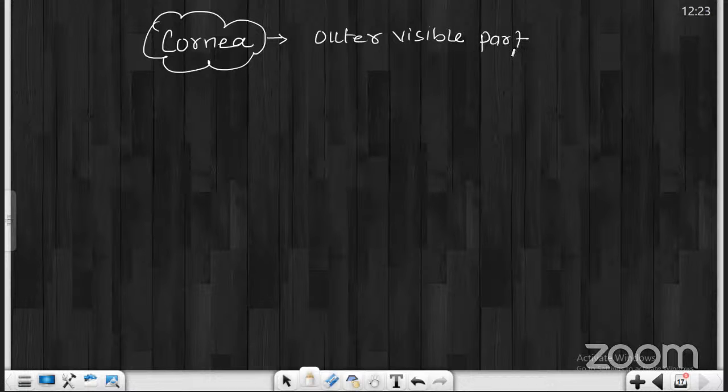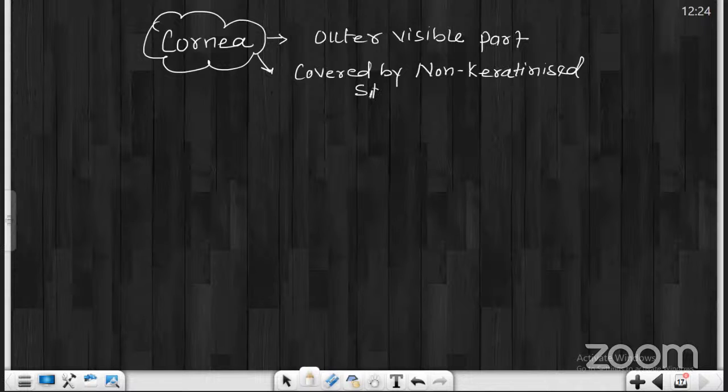It is covered by non-keratinized squamous epithelium. Keratin is not there. It's a non-keratinized stratified squamous epithelium. Stratified means multiple layers. Squamous, you people know. So remember this point. It's made up of stratified squamous epithelium, which is non-keratinized.